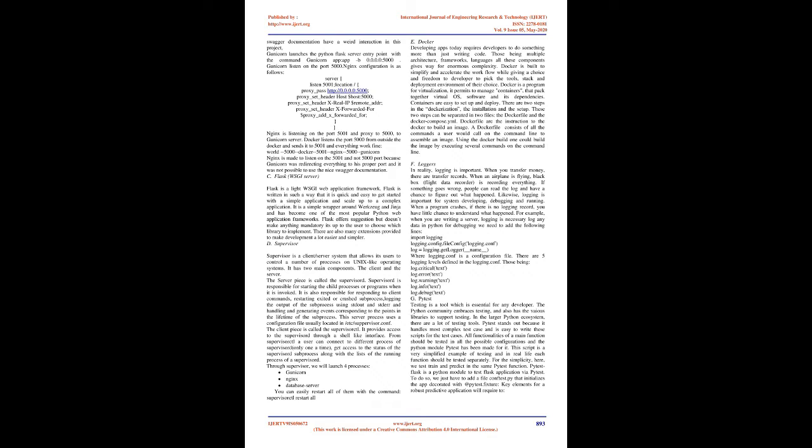This server process uses a configuration file usually located in /etc/supervisor.conf. The client piece is called supervisorctl. It provides access to supervisord through a shell-like interface. From supervisorctl, a user can connect to different supervisord processes, only one at a time, and get access to the status of the supervisord subprocesses along with the list of running processes of a supervisord. Through supervisor, we will launch 3 processes: Gunicorn, Nginx, and the database server. You can easily restart all of them with the command supervisorctl restart all.